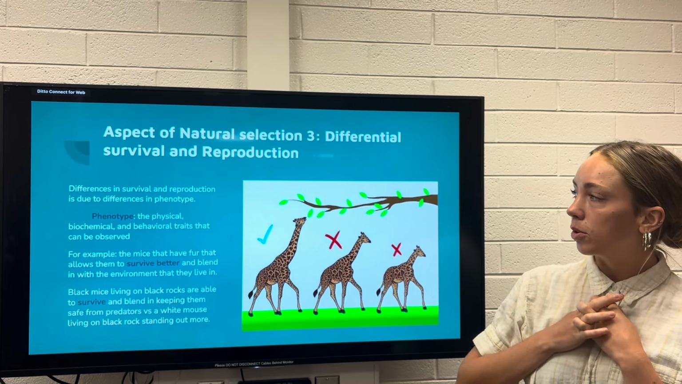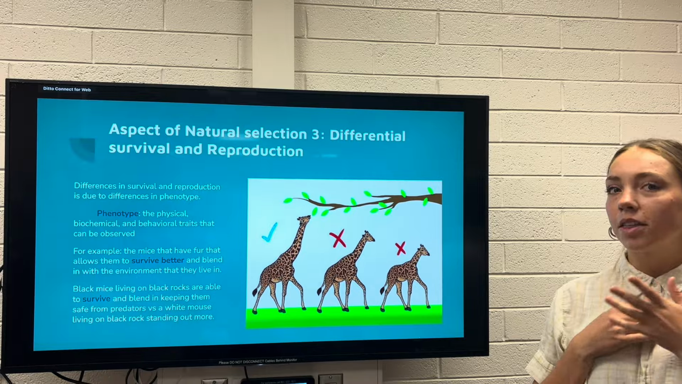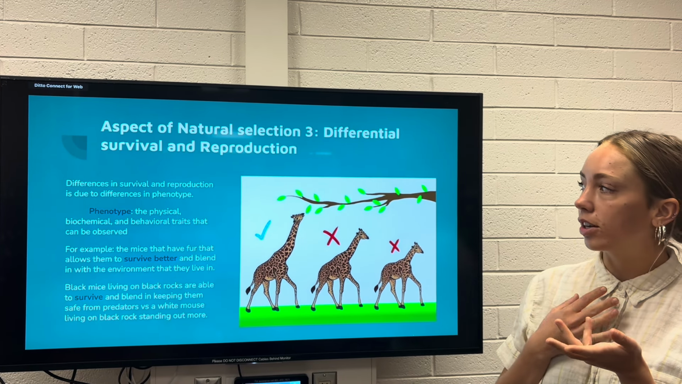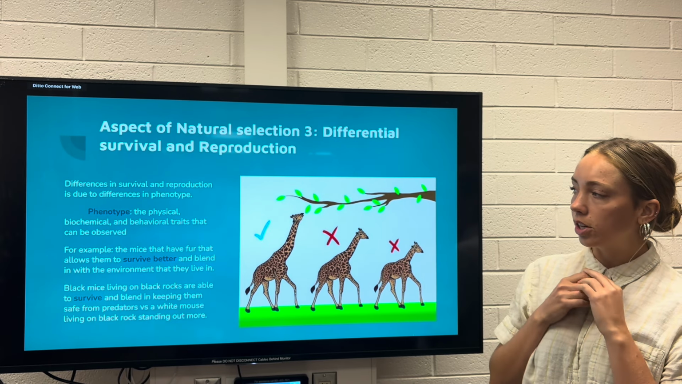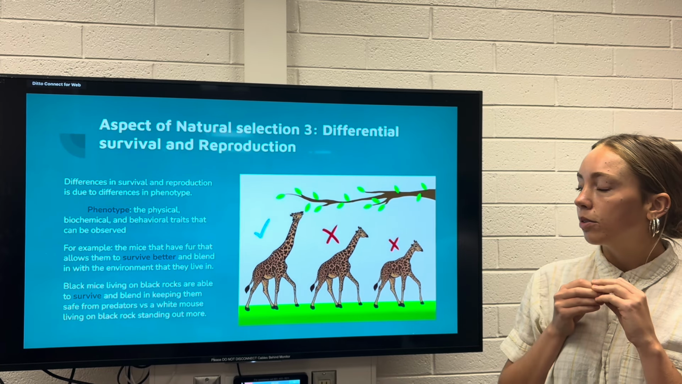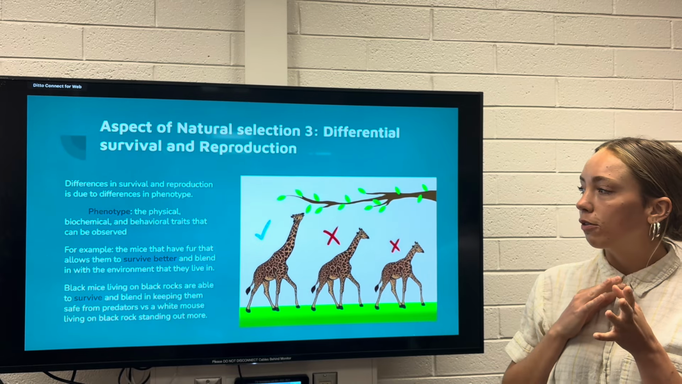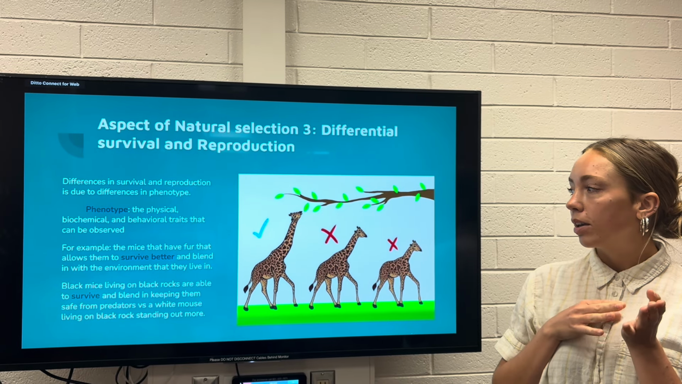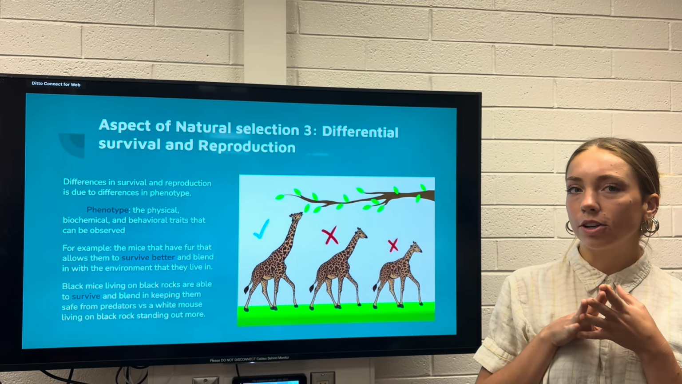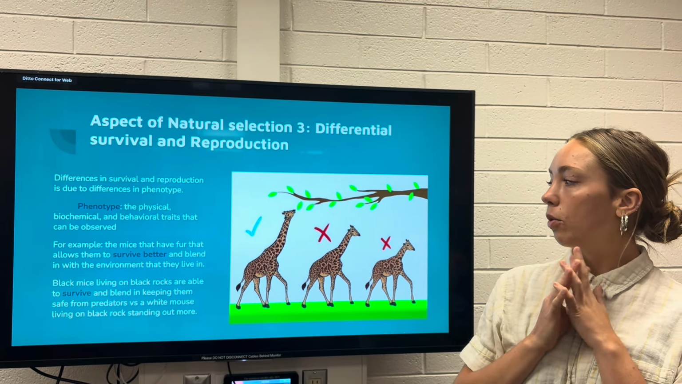Differences in survival and reproduction are due to differences in the phenotype, and the phenotype is basically the appearance of the creature. It's the traits that can be observed, not the genotype. An example of this could be the mice that we learned about that survived better in the environment that blended with their fur. So mice with black fur survived better because they were able to stay safe from predators, because they matched the environment better than a white mouse.